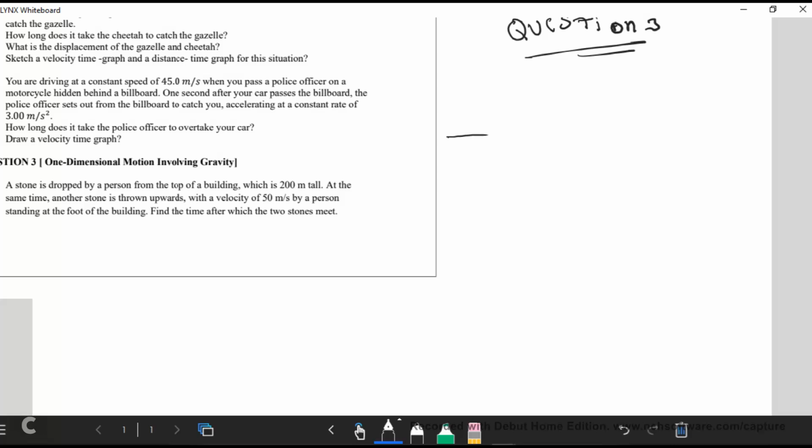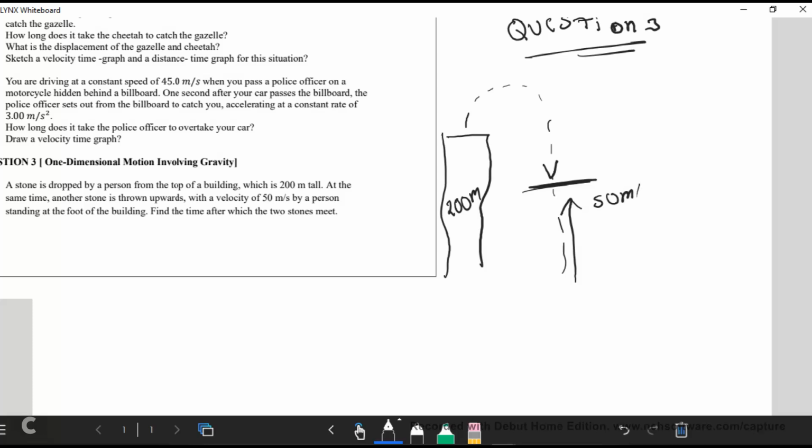So when we have this type of building here, and they throw a stone, it goes like this, then comes down, right? So they're saying this building is 200 meters high, then another stone was thrown up. So what are they asking? They're asking at what time these two stones meet. This stone was thrown at 50 meters per second. So they're asking you to calculate the time at which these two stones meet.